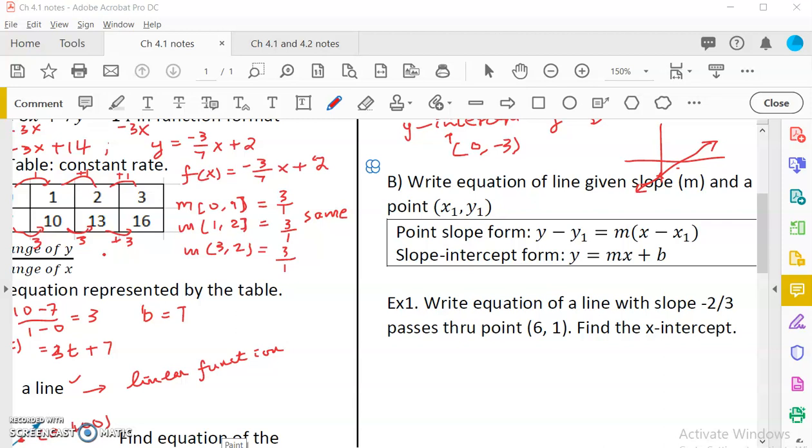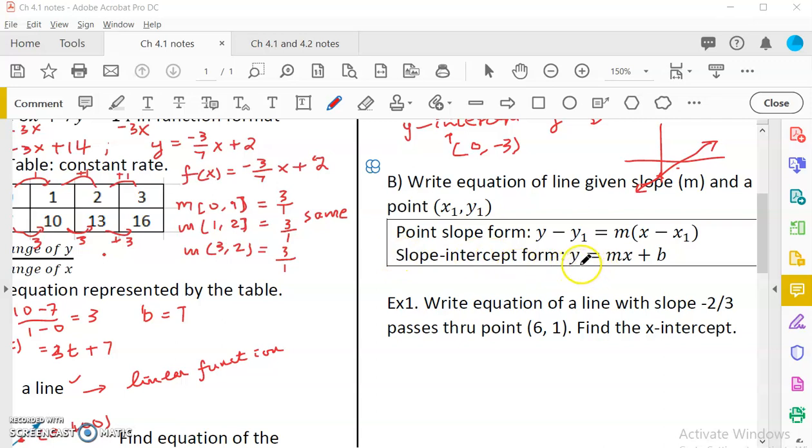Hello, college algebra student. This video is for chapter 4.1 part 2 about writing equations if you were given some information. So let's review a line. If I am to write a line equation, I need a slope and a point. So we have two ways of doing it.